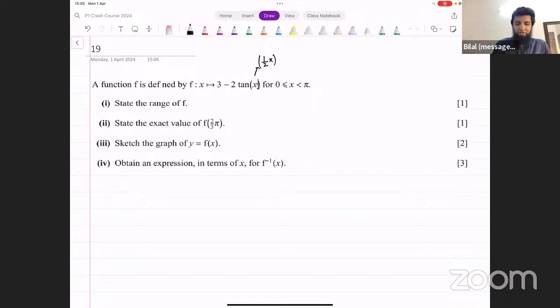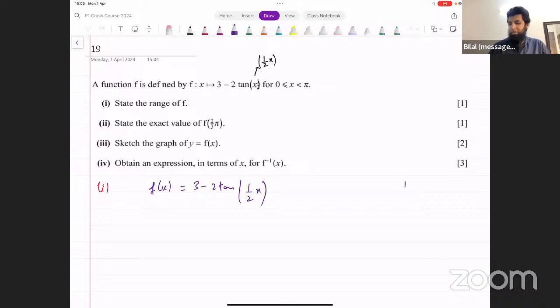It says a function f is defined by f of x equals 3 minus 2 tan of half x for x between 0 and pi. We need to state the range of f. So we need to find the range of this function now. f of x equals 3 minus 2 into tan of half x. Now, how do you find the range of this function? From 0 to pi.